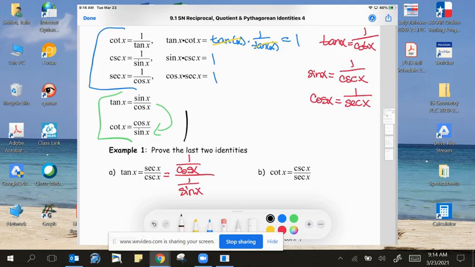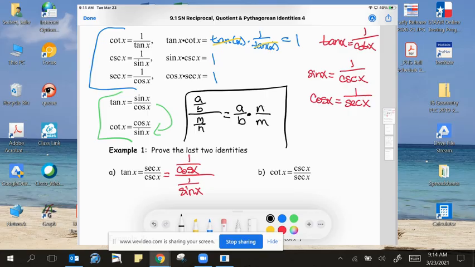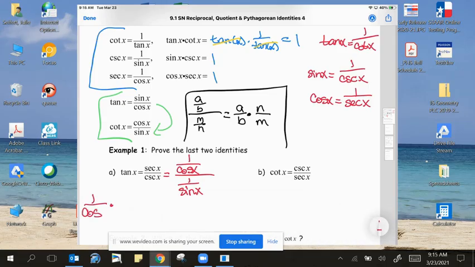Remember this, to divide by a fraction, if you have a over b and you're dividing that by m over n, leave the a over b alone, change to a multiply sign, then flip the bottom fraction. So in order to simplify this, we would leave the 1 over cosine alone, multiply that by, flip the bottom, sine x over 1. Then multiplying that together, we just multiply straight across. So that ends up equaling sine x over cosine x. Well, we know from right here that sine x over cosine x is equal to tangent x.